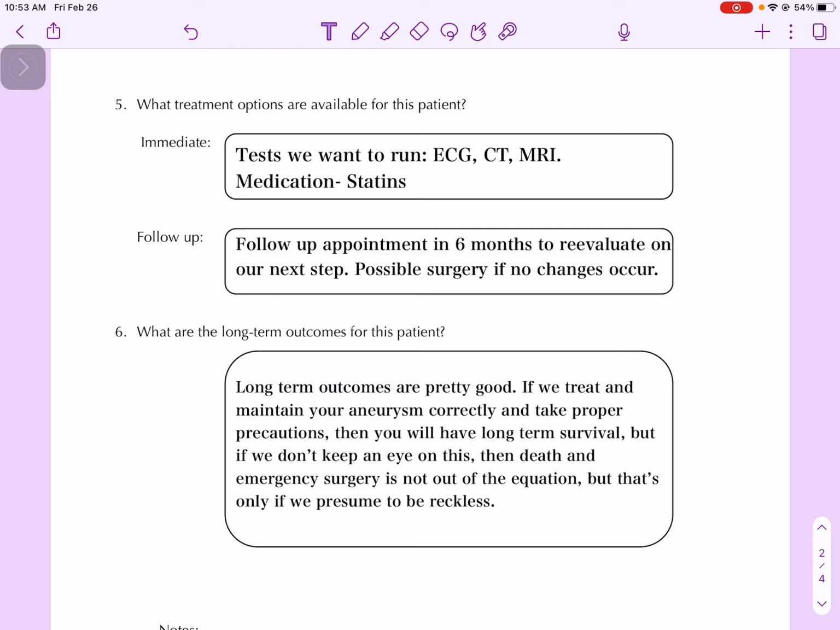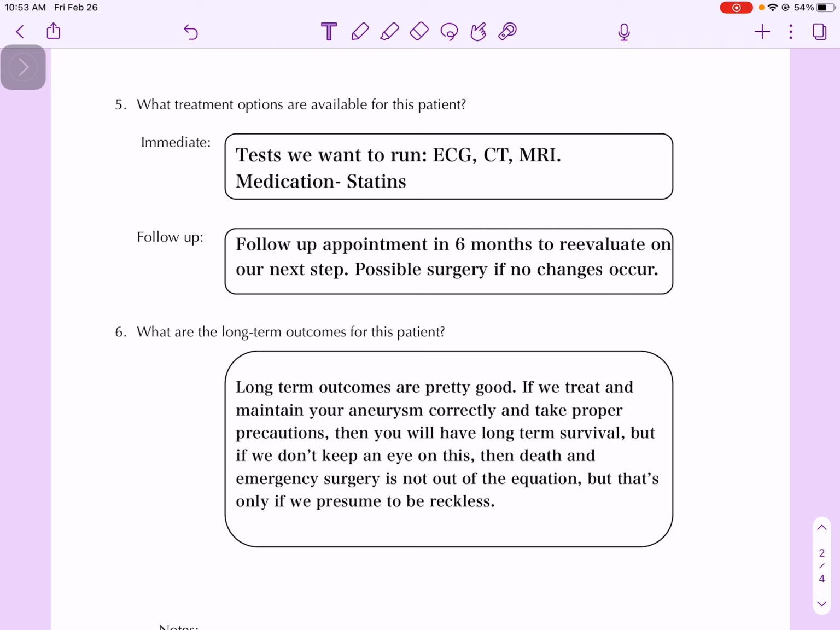With this being said, the outcomes are pretty good. If we treat and maintain your aneurysm correctly and take proper precautions, then you will have a long-term survival rate. But if we don't keep an eye on this, then death and emergency surgery is not out of the equation. But that's only if we presume to be reckless.